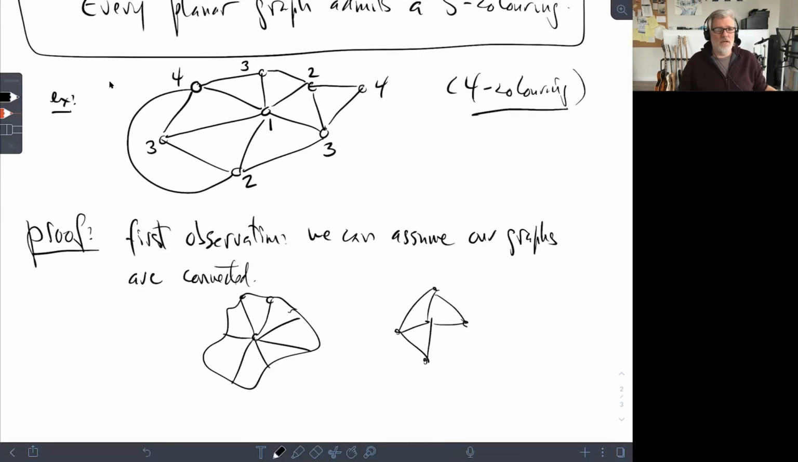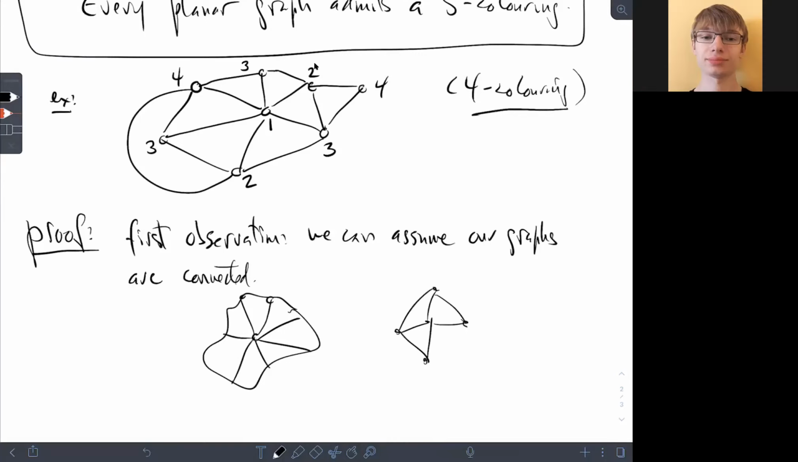Yes. I've lost a few windows here. Let's see. Ah, this is better.